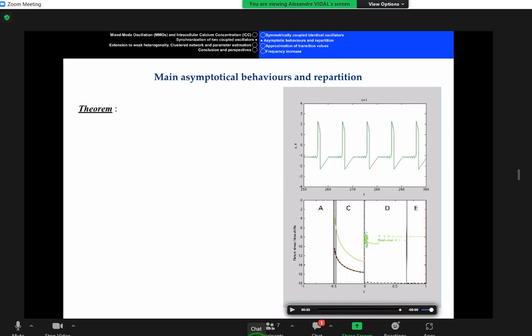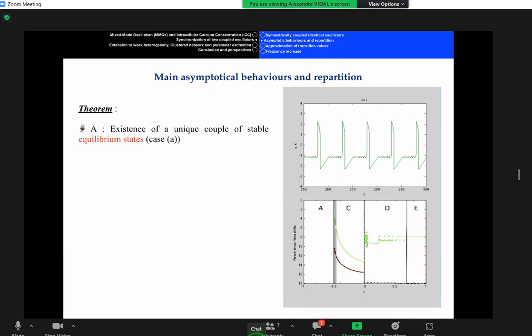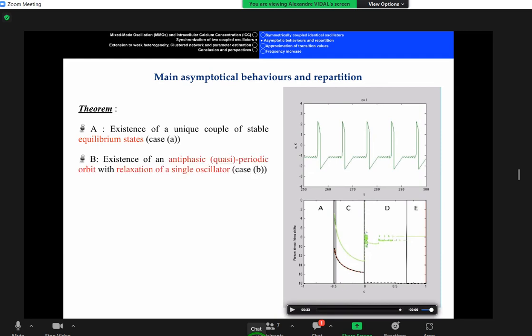And we have classified, and we have a theorem, really a theorem, giving exactly the value of C for which we have the existence of a unique couple of stable equilibrium states. It is case A. In B, the existence of an antiphasic quasi-periodic orbit with relaxation of one single oscillator. So B is between A and C, but it's very narrow. C, the existence of a perfect antiphasic limit cycle with relaxation of both oscillators.